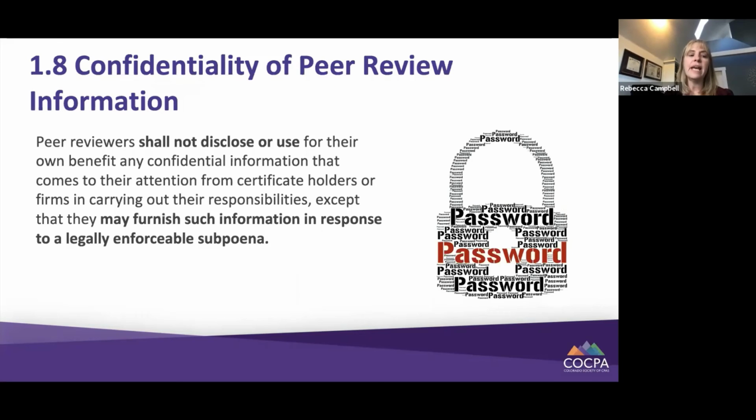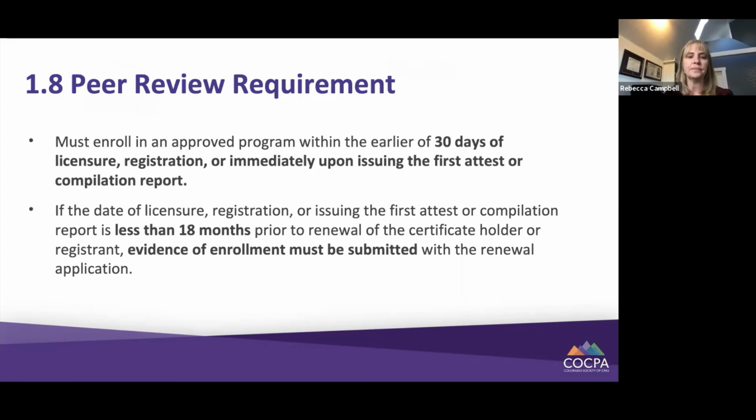All right, this is saying that peer reviewers cannot disclose or use any information that they learn in a peer review unless they have to furnish it in response to a legally enforceable subpoena. Okay, otherwise it's confidential information.